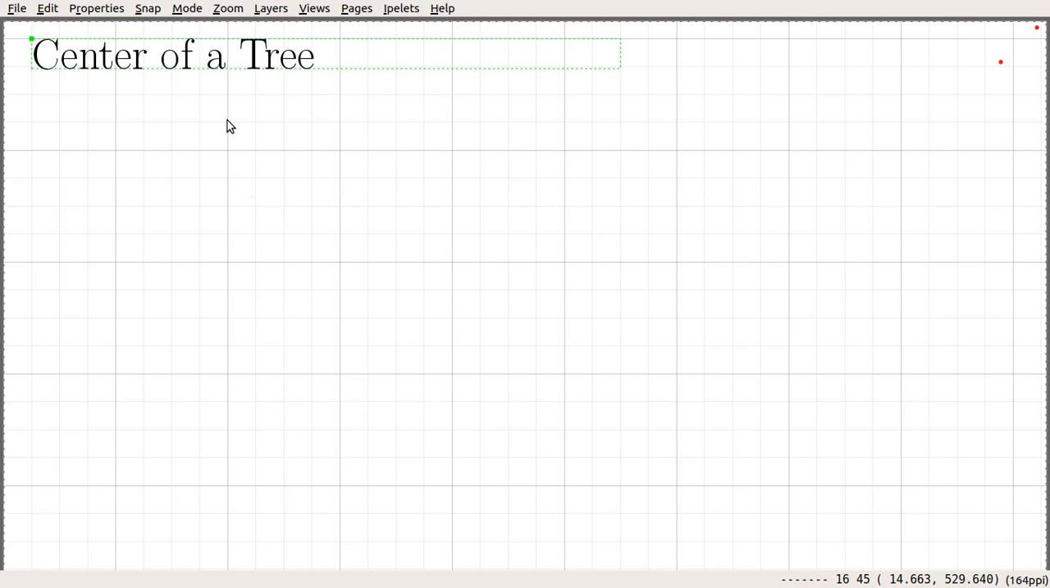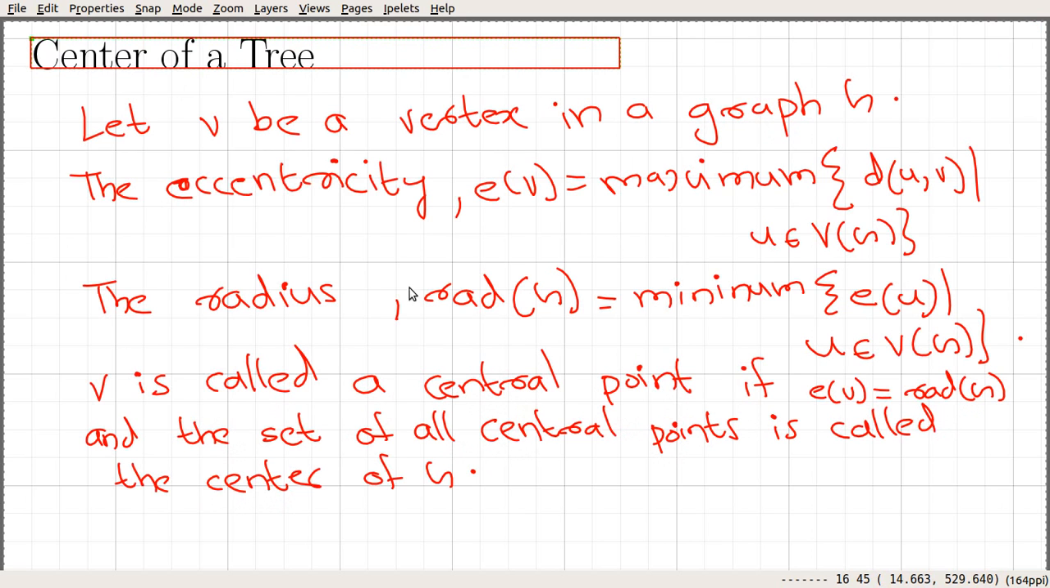Okay, in this video we are going to discuss the center of a tree. So we will go through some basic definitions and we will prove a statement related to the center of a tree. Okay, so let me start by reminding you of some basic definitions related to the center of a graph.